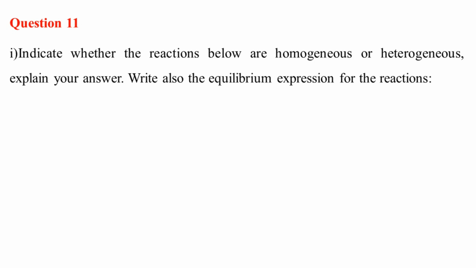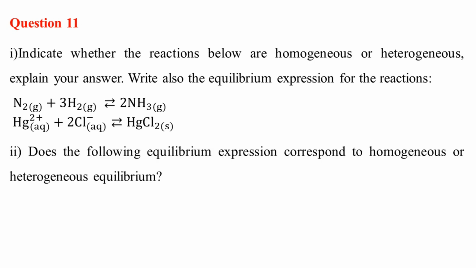Today we are starting on question number 11. Question number 11 is saying indicate whether the reactions below are homogeneous or heterogeneous. Explain your answer. Write also the equilibrium expression for the reactions. There are two reactions. Nitrogen gas reacts with hydrogen gas to give ammonia gas. We also have the reaction of mercury reacting with chloride to give mercury chloride.